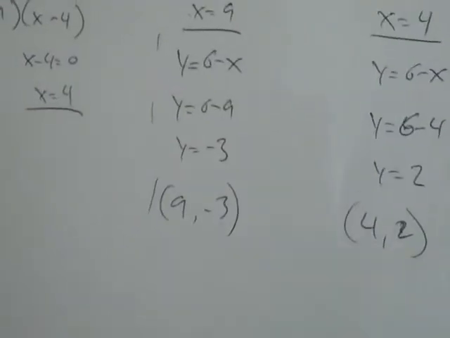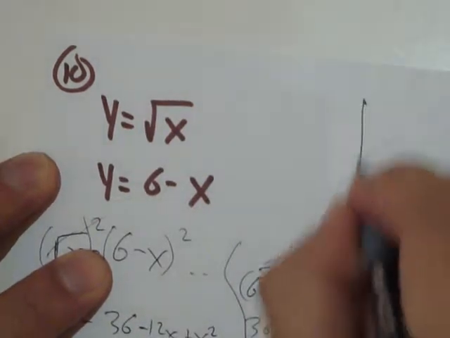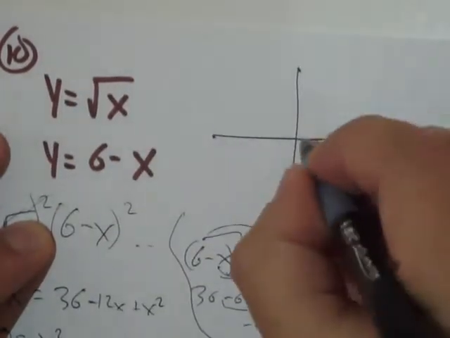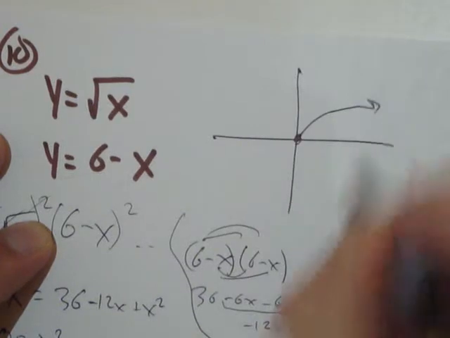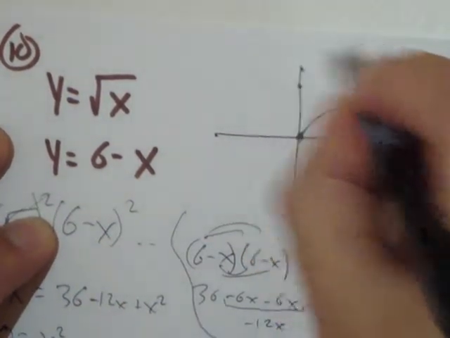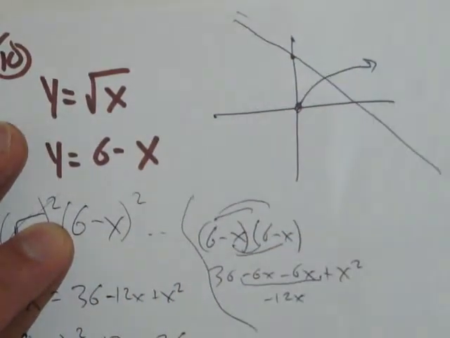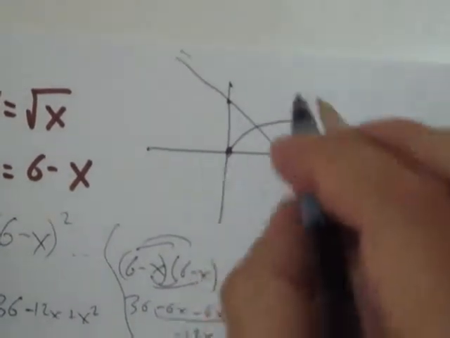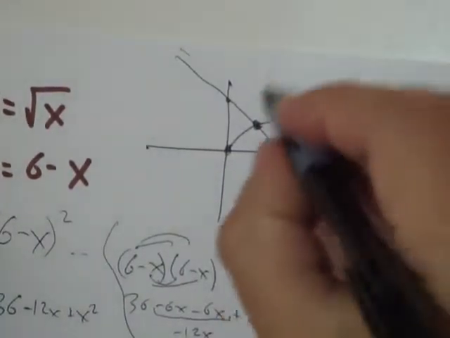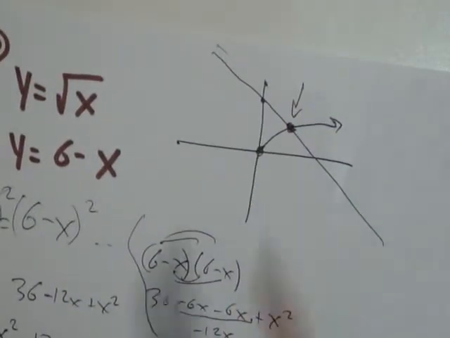If we take a look at the graph of this thing, we've got y equals square root of x and y equals 6 minus x. Square root of x looks like this, and 6 minus x would be something like this. It looks like we should only have 1 point. That 1 point right there is where they cross, and that looks pretty close to our 4, 2.